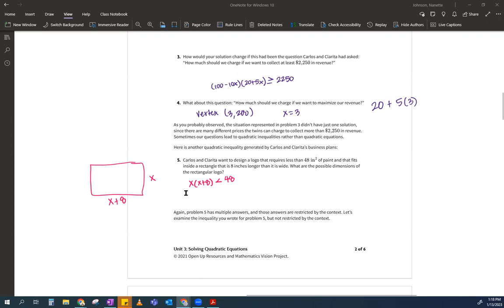Okay, someone else chose 2. So let's try 2. And then this would be 2 plus 8, which is 10. So 2 times 10 is 20. 20 is definitely less than 48. Okay, so that person revised his answer and said, well, what about 3? Does 3 work, Miss Johnson? Okay, let's try. So 3 times 11 would be 33, which is less than 48.